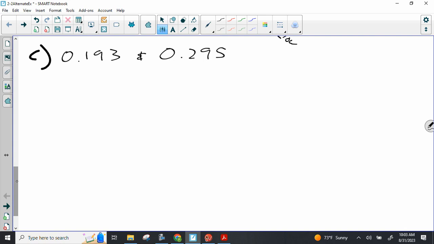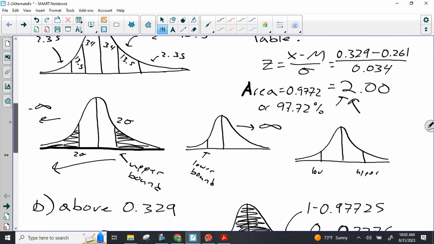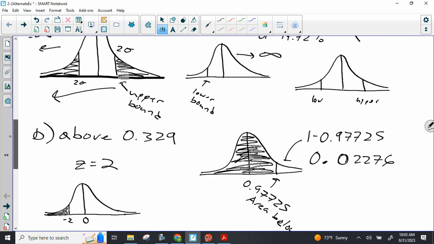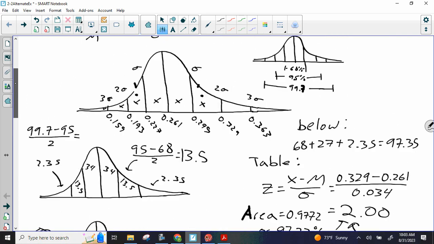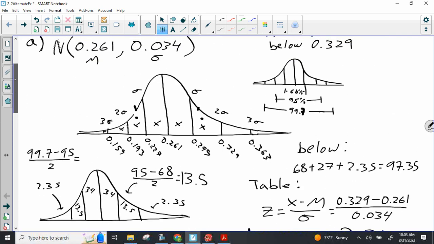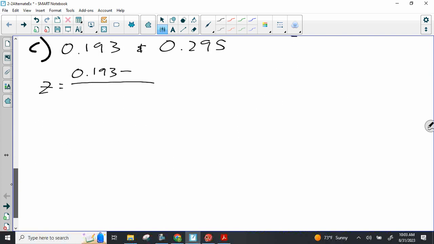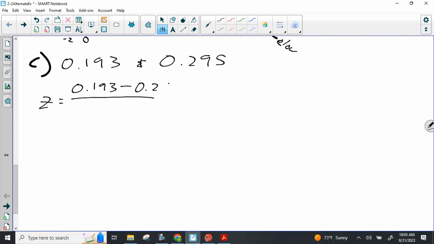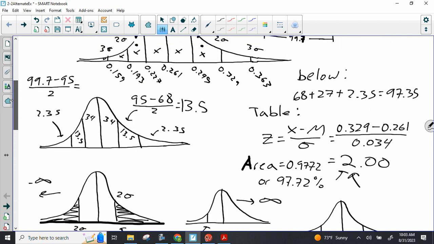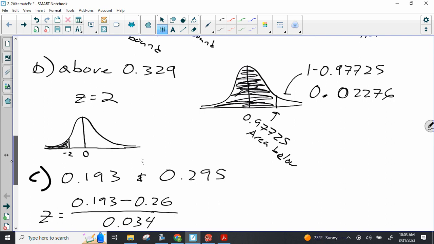So the first one, I'll go for the 0.193. That's my value. I'm going to subtract from it my mean, which is, where can I find you? 0.261, standard deviation 0.034. Make sure that's all correct. Sorry for all the scrolling. 0.261 there, Cowboy. There we go. We'll get a z-score for that one.